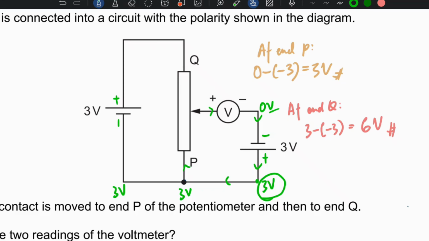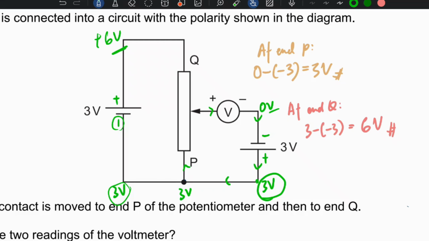Now, with this information, let's figure out what the volts at these 2 points would be. So if this is 3 volts, and it is at a lower potential, you have to have something that is higher than 3 volts at this point. Right? And that would be 6 volts.